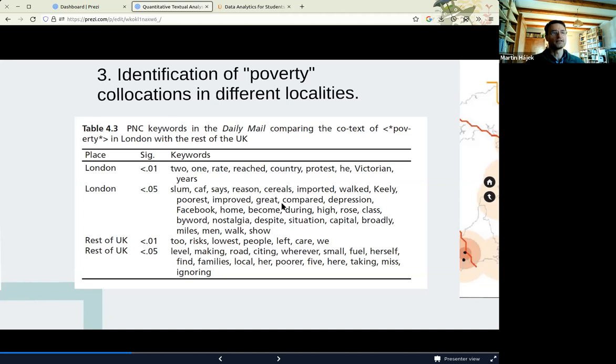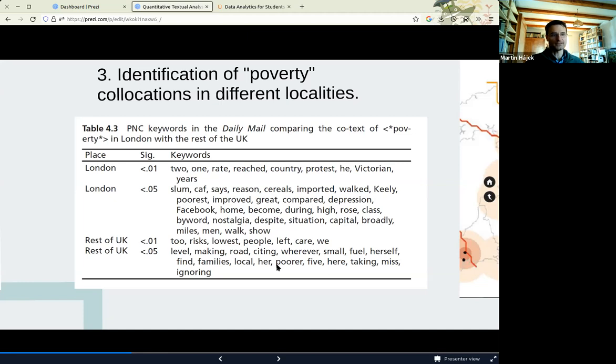In the Daily Mail, the representation of poverty for London is poverty of the past. Look at the rest of the UK, there are words like risk, lowest, people left, care, making fuel, families poorer, etc. These words are related to the contemporary period. It's something about the poverty represented now, that people are living now.